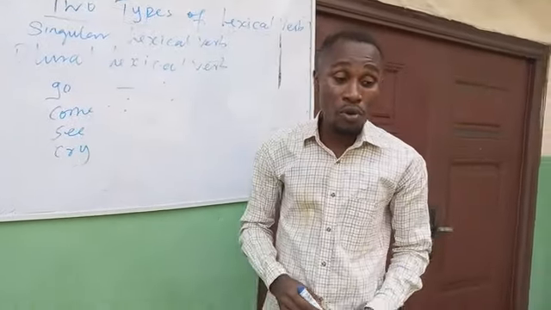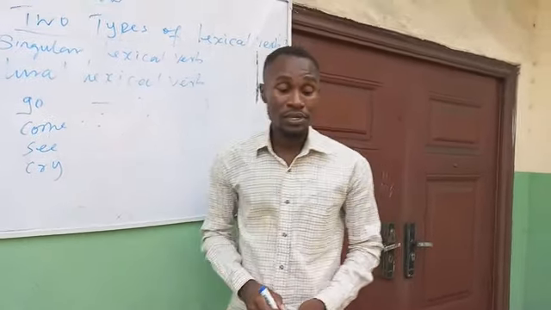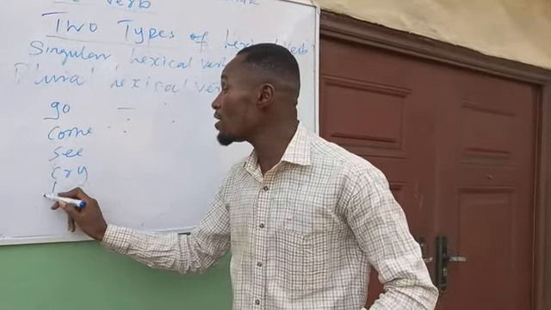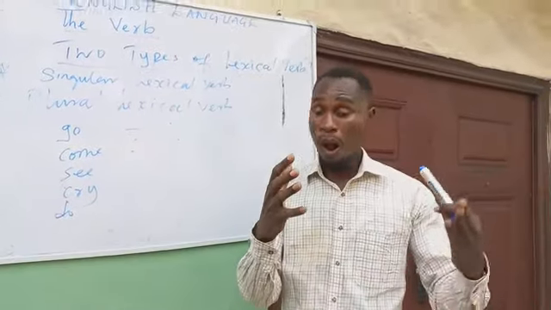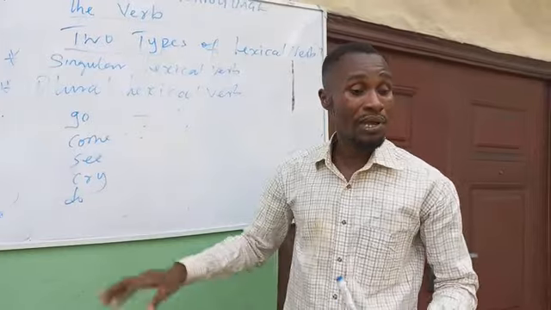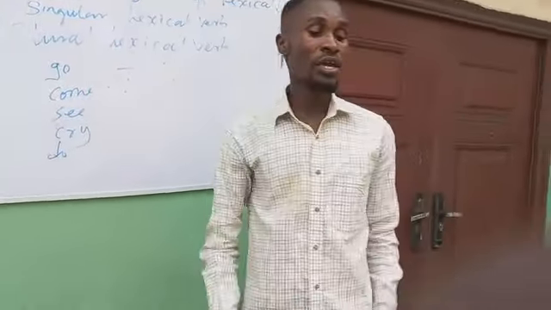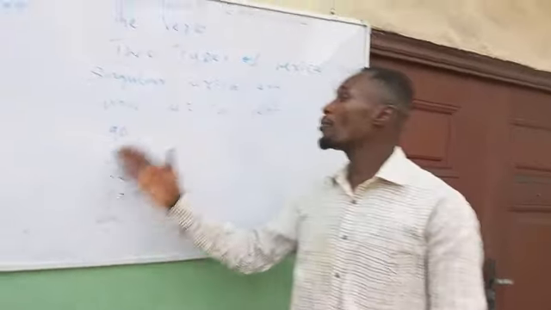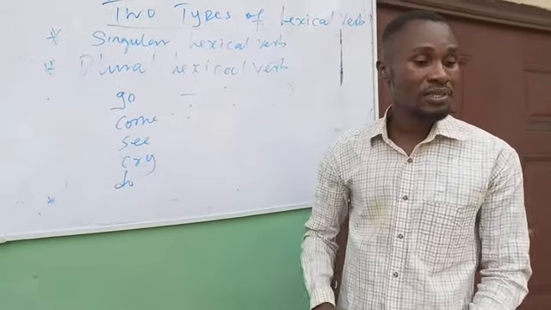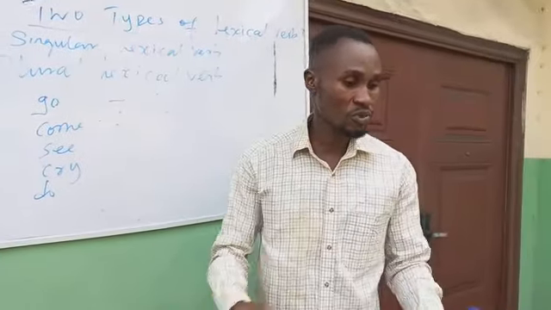For example, we have go. Go is a plural lexical verb. Come is a plural lexical verb. See, cry, and do are all plural lexical verbs. So go is plural, come is plural, see is plural, cry is plural, and do is plural. They are all plural lexical verbs. Why? There is no es, ies, or x attached to them at their fronts.